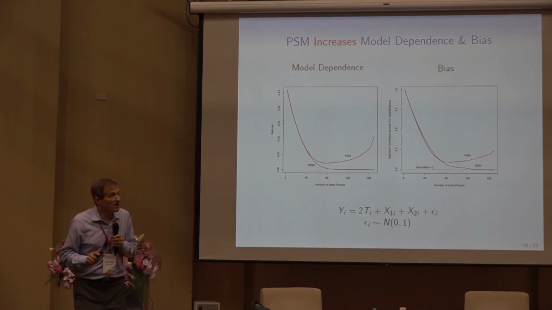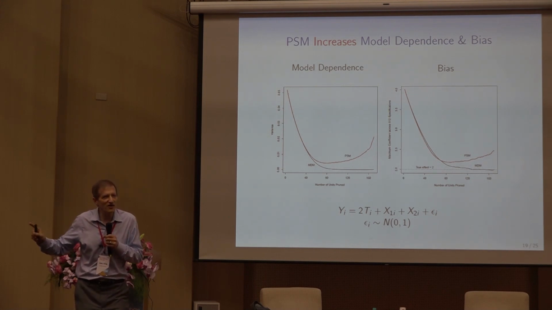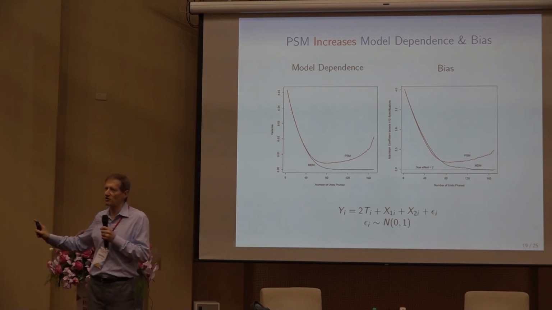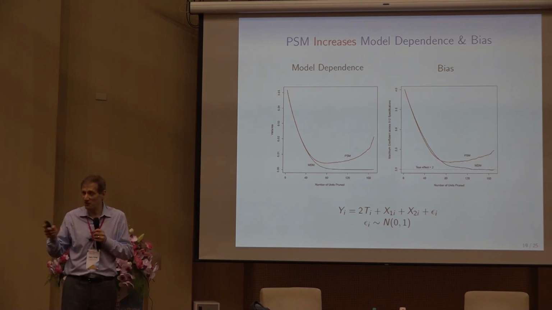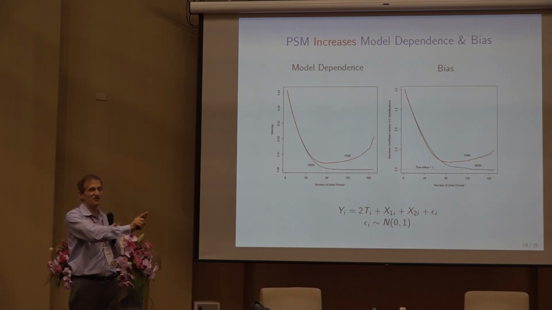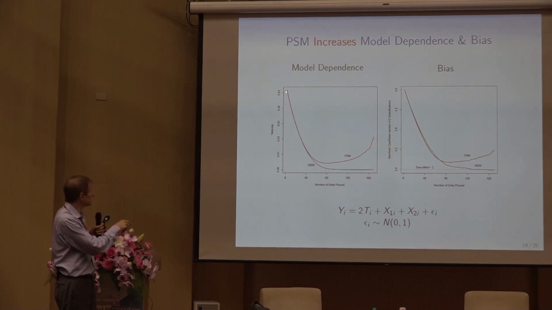So, what's model dependence? Model dependence is the variation across the 534 regressions. Right? So I'm going to literally run the 534 regressions, and then I'm going to calculate the variance across all of them. So that's what I did. That's that point right there. This is the variance across the regressions.